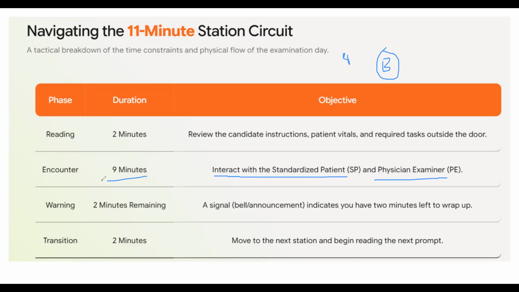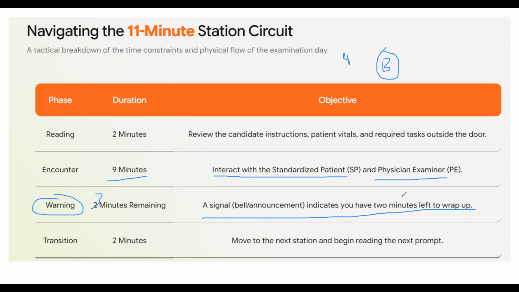Now, during the encounter, they're going to give you a warning at the 8 minute mark, not at the 9 minute, with 3 minutes remaining. This signal would be your indication to wrap up your encounter because you have 3 minutes left.